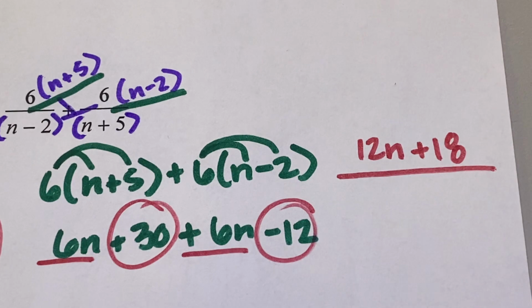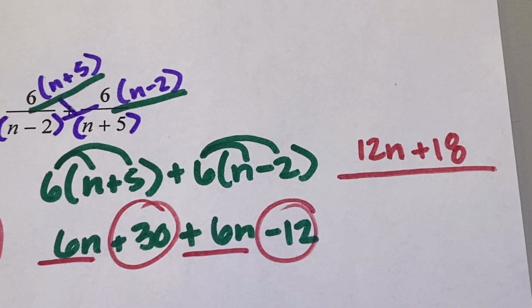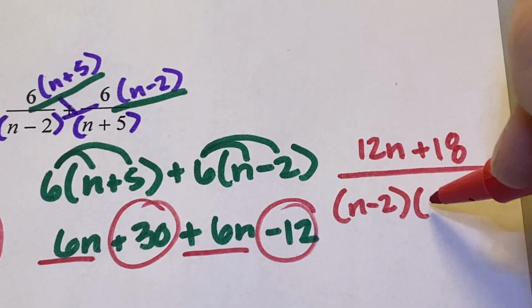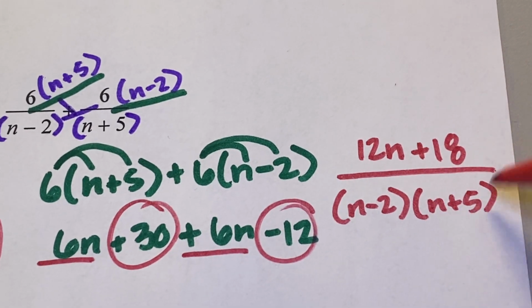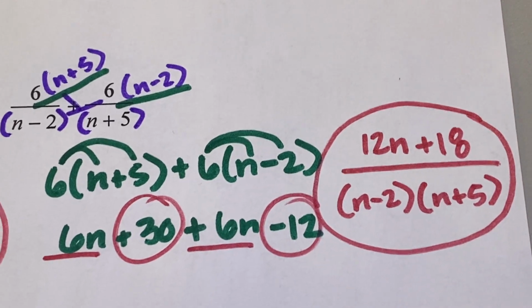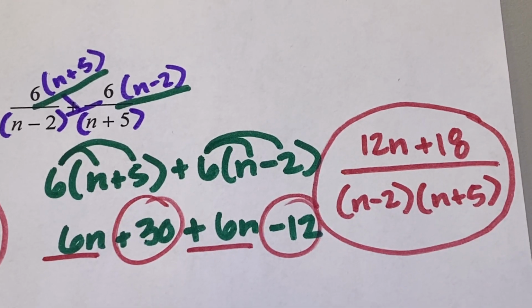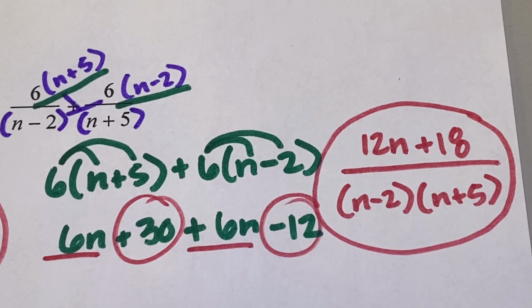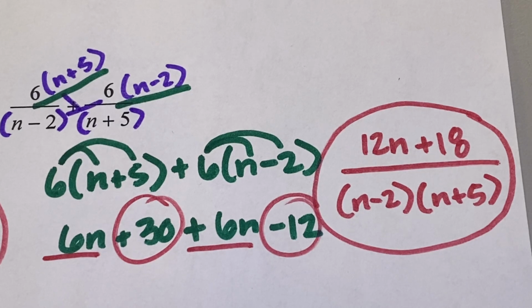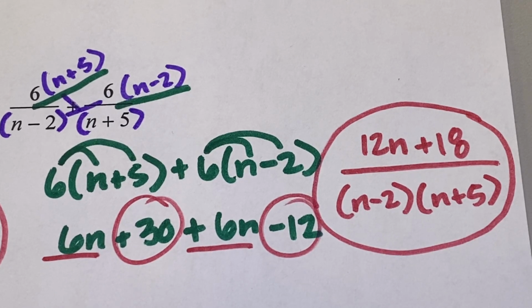Now your denominator is just all the pieces. Our pieces were n minus 2 and n plus 5. And that's it. Awesome. You just have to make the denominators the same, combine like terms, and there you go. Not as bad. Okay, let's look at number 7 though.